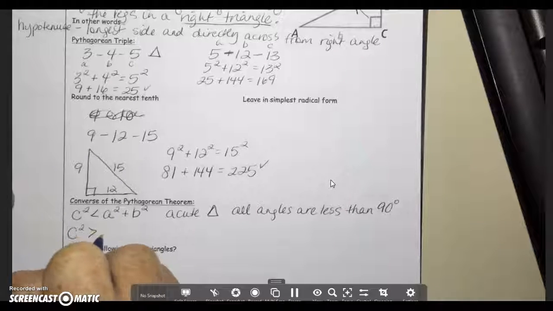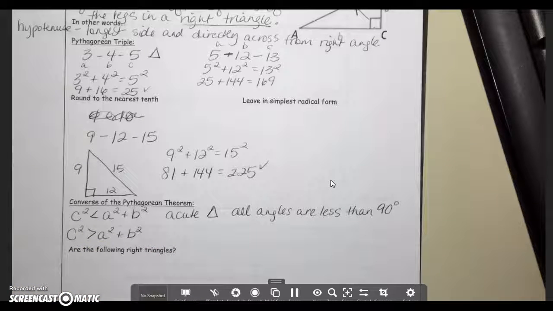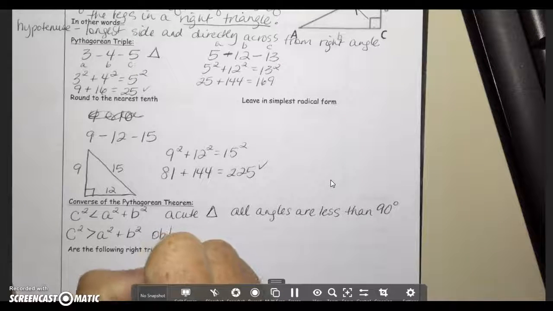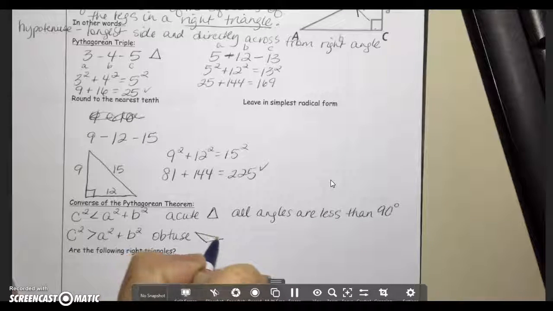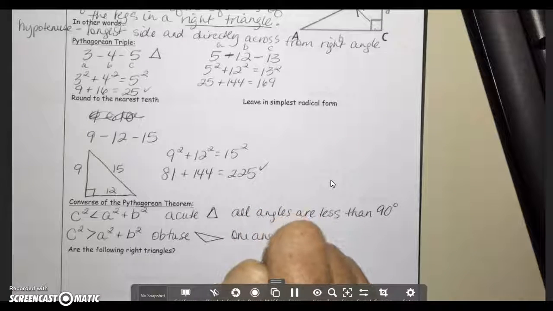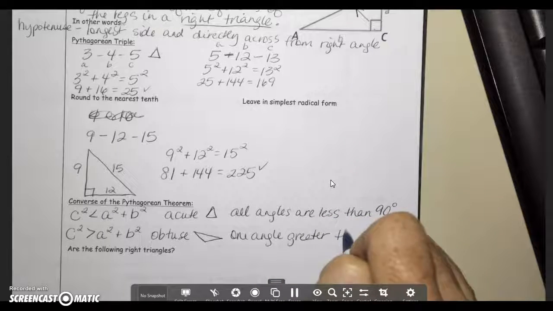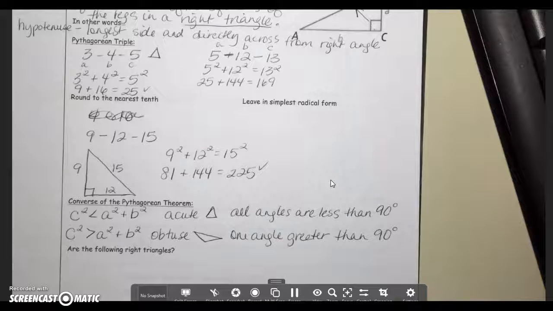If c squared is greater than a squared plus b squared, what do you think it might be? Obtuse. Good. So it's going to be an obtuse triangle that will have a really big angle like that. Okay. So it has one angle greater, only one, greater than 90 degrees. Okay.